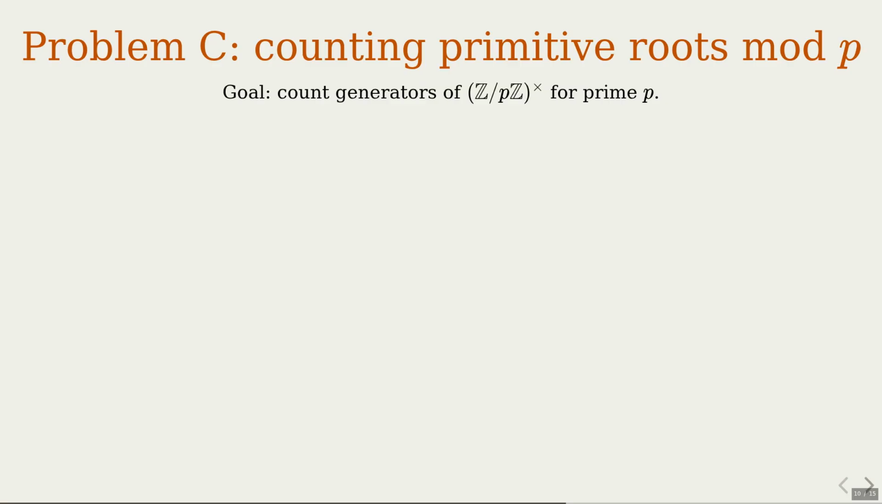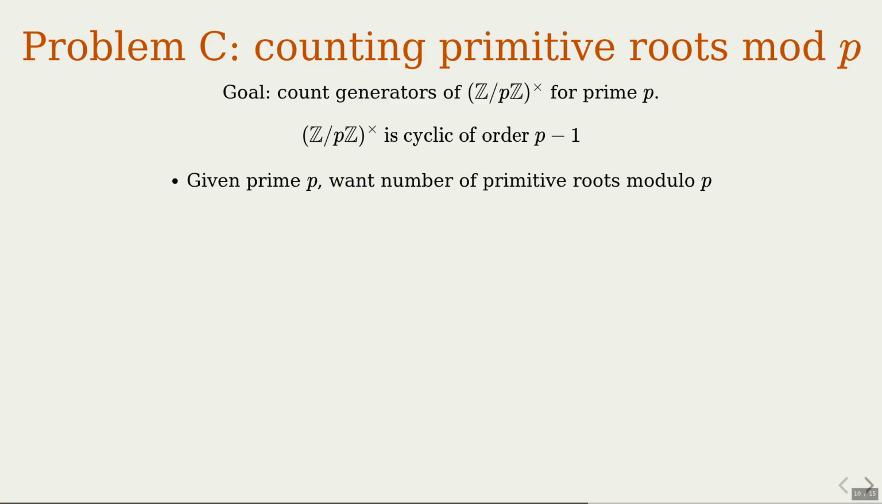Our final problem lives in modular arithmetic and group theory. I know primitive roots are generators of the multiplicative group modulo a prime, but I have never counted them with Möbius before. For any prime p, the non-zero residues modulo p form a cyclic group under multiplication, and the size of that group is p minus 1. The question is simply, how many generators does this cyclic group of size p minus 1 have?